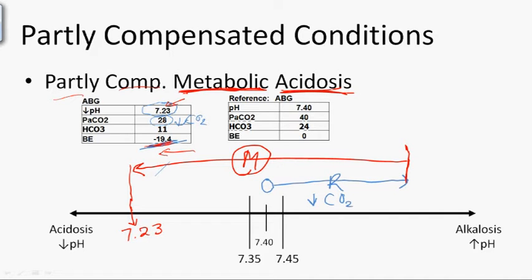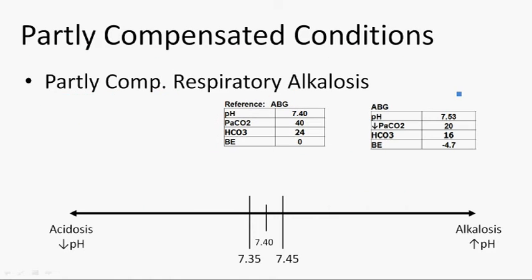That could be because I've got a lot of hydrogen ions in my body. Maybe I was hypoxic for a while, I've got increased lactate levels, or maybe kidney failure. It's only partially compensated because my pH is still on the acidotic side. I'm not in that normal range yet. The partly compensated conditions are going to be recognized by your vectors going in different directions. Another partly compensated condition that we are going to take a look at quickly is a partially compensated respiratory alkalosis. So what does that look like?